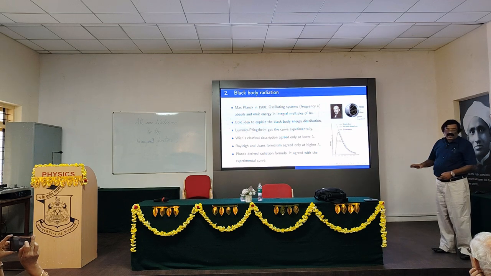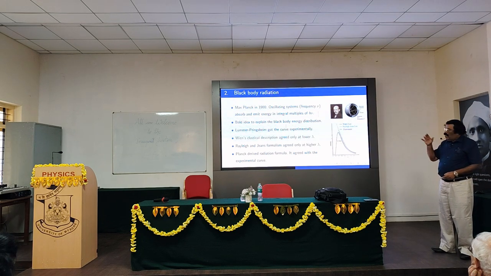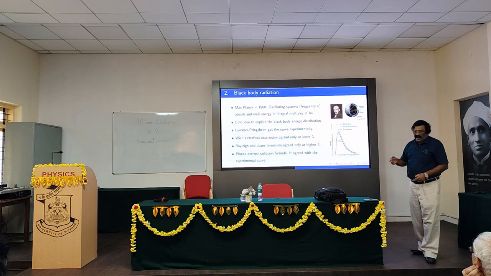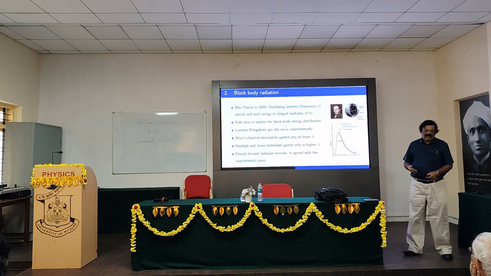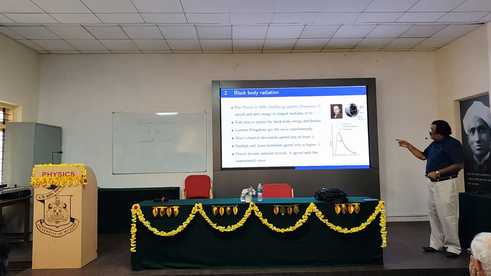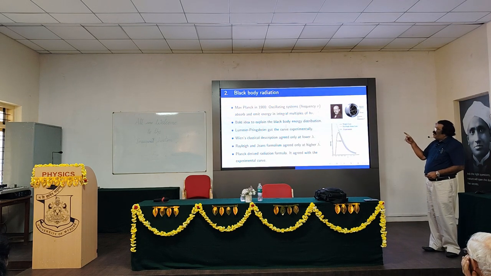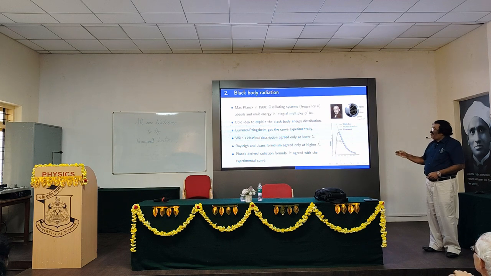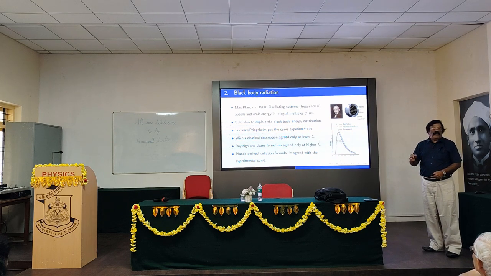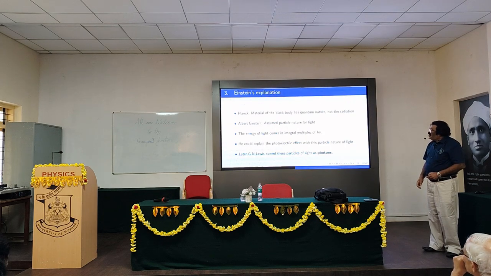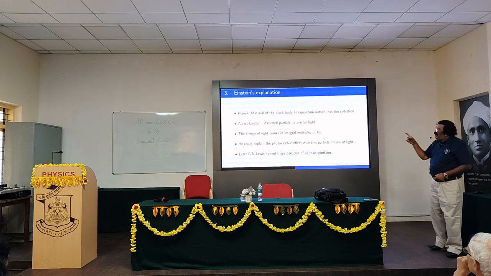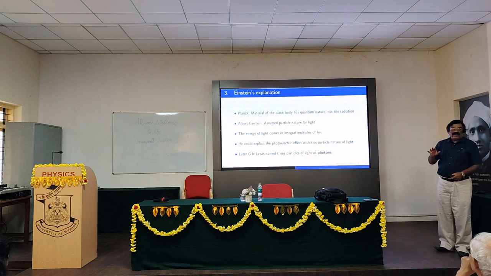So his formula agreed with the experimental curve. So this is how the idea of quantization came in 1900. In fact, we say that Bohr started earlier, but the quantum jump was given by Max Planck. But then let us look at the first statement. He said that oscillating systems absorb and emit energy in multiples of h nu. The meaning of this statement is that the material of the black body has quantum nature.